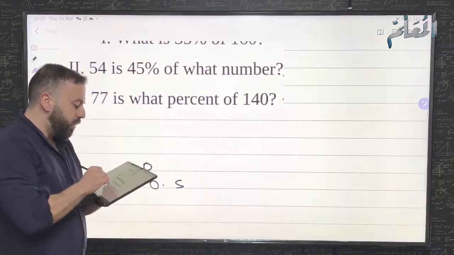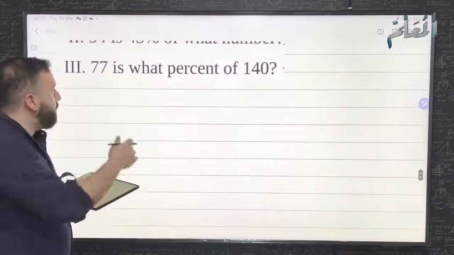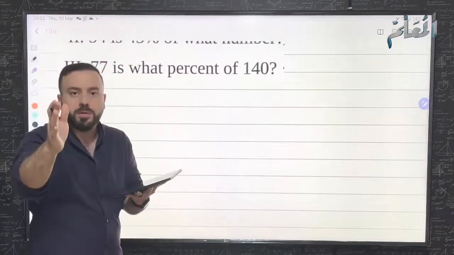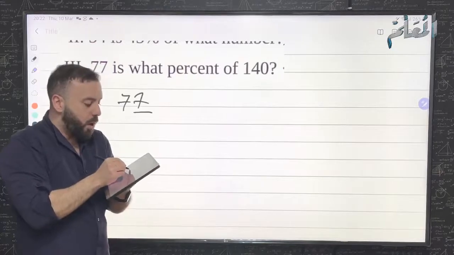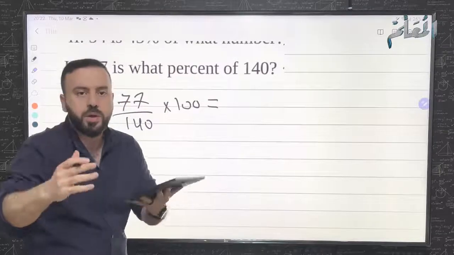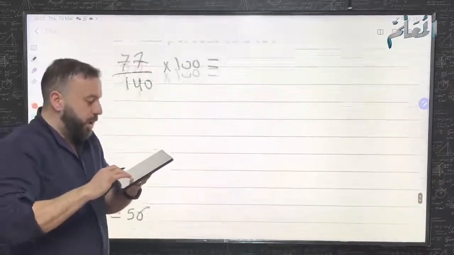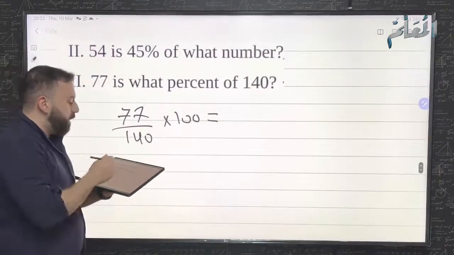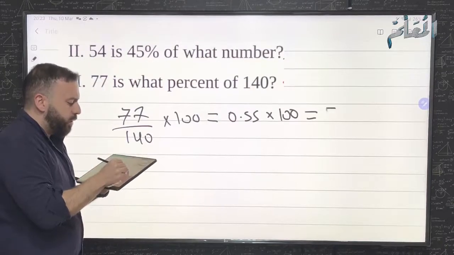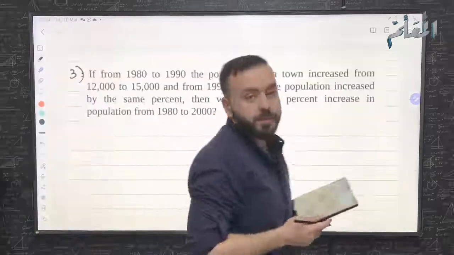That's also straightforward, but I need to explain how you can just change it directly to a percentage. 77 is what percent of 140? Straightforward: 77 over 140 directly times 100. It will give you the percentage of 77 from 140. That's it. The answer is 77 over 140, 0.55, times 100. That's going to be how much? 55%. That's the end of question 2. See you in question 3.